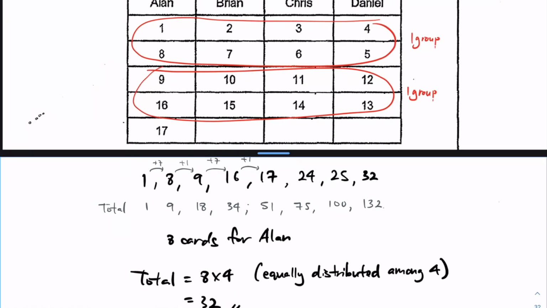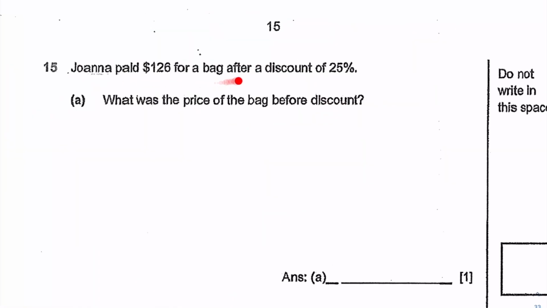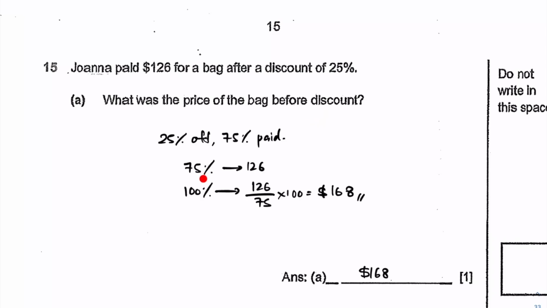That will be 32. Joanna paid 126 for a bag after a discount of 25%. What was the price before the discount? So basically this 25% off means 75% paid, and we are interested in 100% before the discount. First step will be to say that 75% of the usual price is 126. For 100%, you will take 126 divided by 75 to find 1%, and then multiply by 100% because that's what we want, and we will get $168.